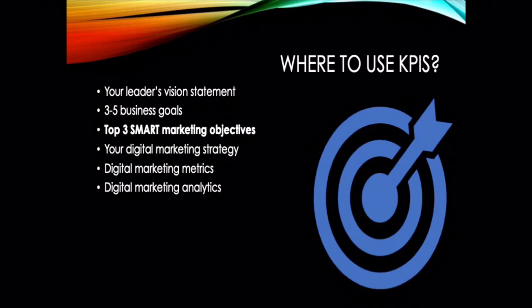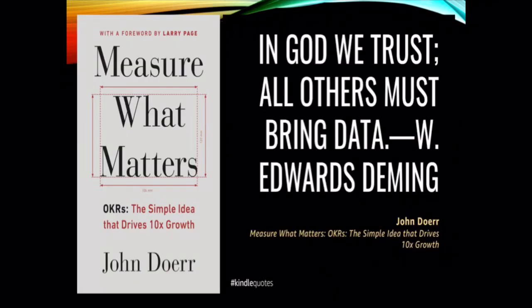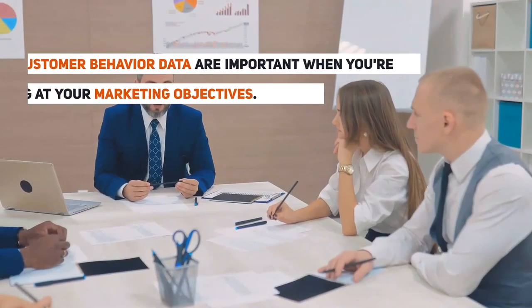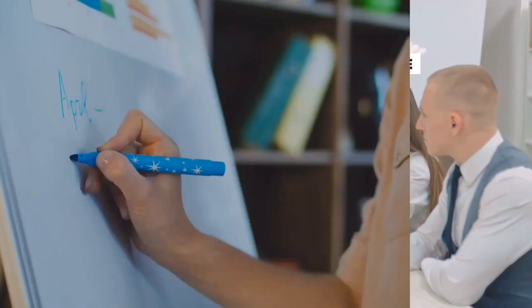So after the vision and then the mission and your business goals, you need to align these with your marketing objectives. And this is where your KPIs should sit. My book recommendation, if you want to look at the right numbers to define your marketing objective, is John Doerr's Measure What Matters. There's this great quote: "In God we trust, all others must bring data." Love it. So customer behavior data are useful not in the vision, not in the mission or the business goals, but they are very, very important when you're looking at your marketing objectives.